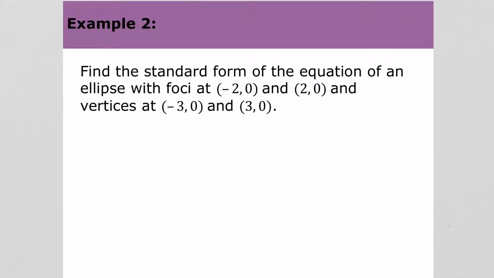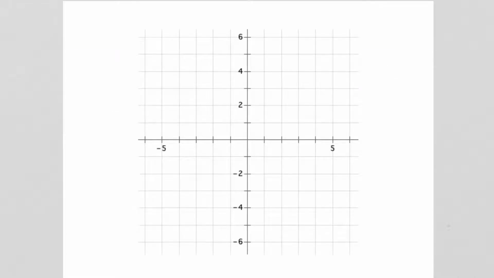For example 2, it says, find the standard form of the equation of an ellipse with foci at (-2, 0) and (2, 0), and vertices at (-3, 0) and (3, 0). Now, I always find it helpful when I've got a problem like this to start with graphing it. So the vertices are (-3, 0) and (3, 0), and the foci are at (-2, 0) and (2, 0).